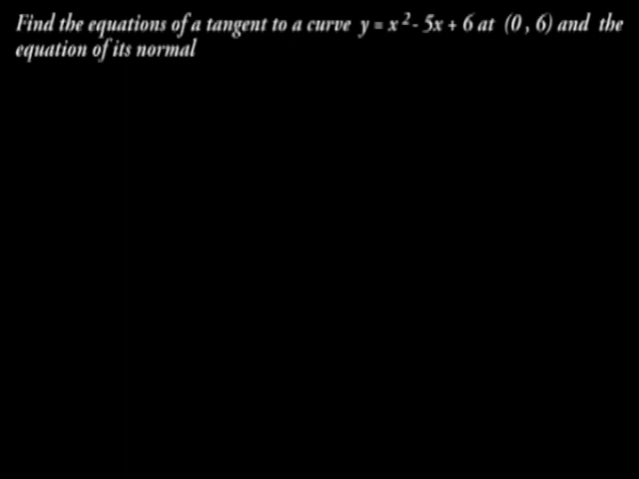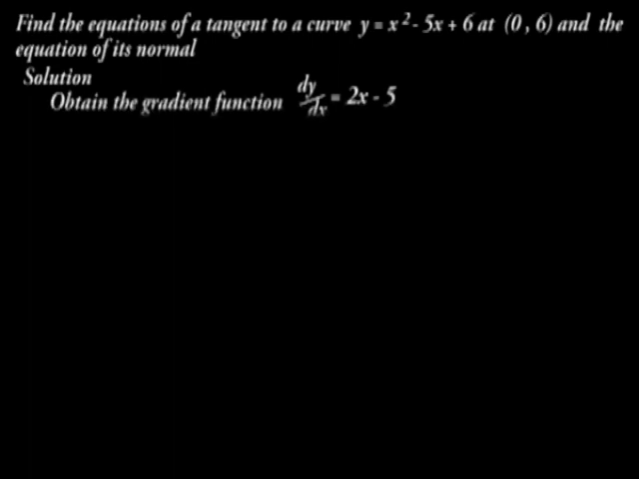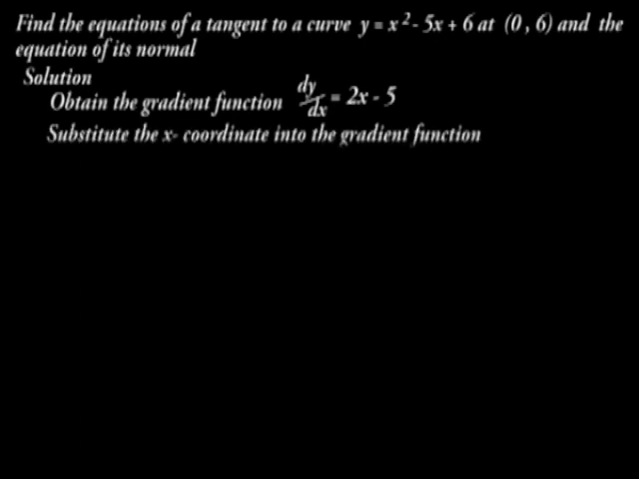In our solution, we obtain the gradient function dy over dx, which is equal to 2x minus 5. Next, substitute the x-coordinate into the gradient function to get the gradient at that point. When x is 0, dy over dx is equal to minus 5. This is the gradient of the tangent passing through (0, 6).